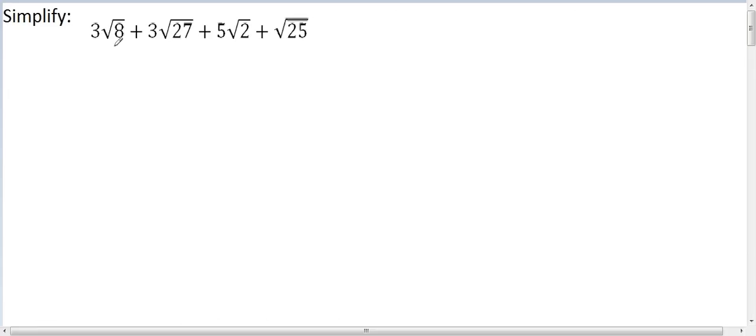8 is equal to 4 times 2, and 27 is equal to 9 times 3. And 25, of course, is a perfect square.